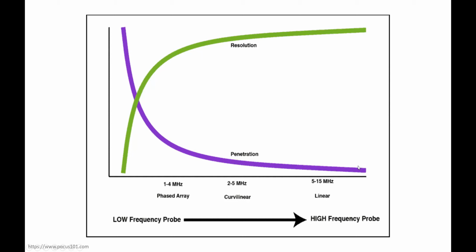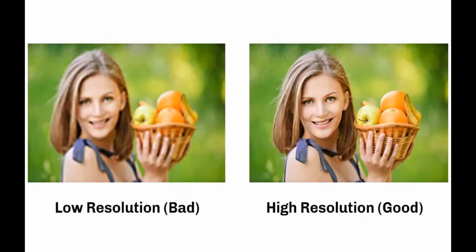That means you cannot scan a deeper structure in the body, like the abdomen, using a linear probe. Vice versa, if you use a curvilinear probe to have good penetration of the abdomen, you cannot get a very sharp, clear picture. You cannot differentiate one small point from another small point in the ultrasound. So this is low resolution, but high resolution is a good picture.